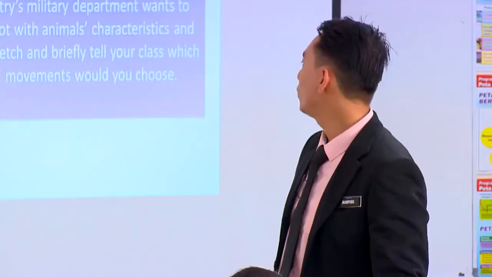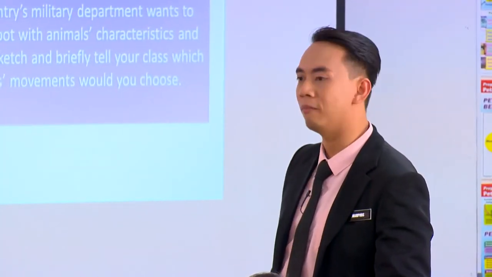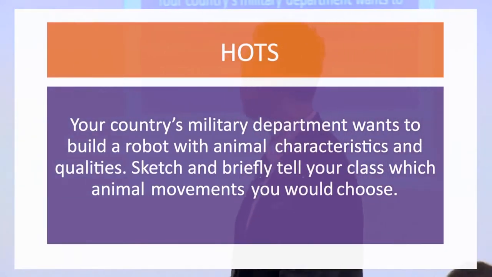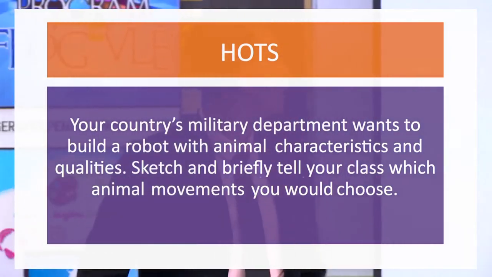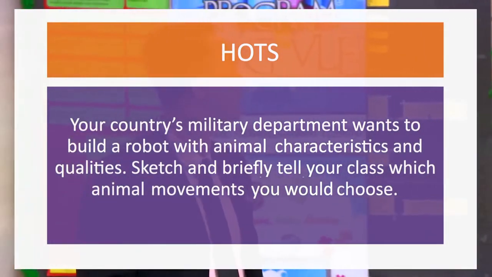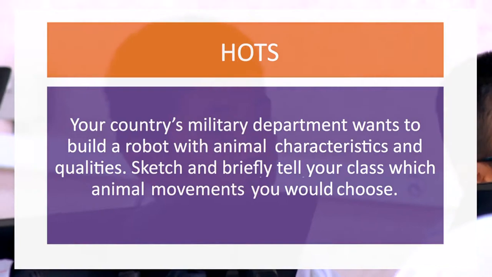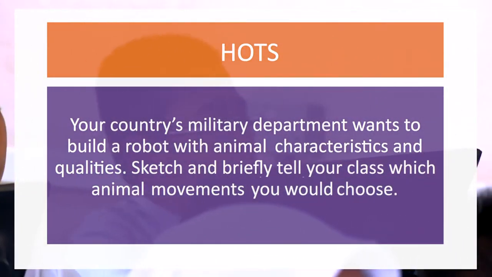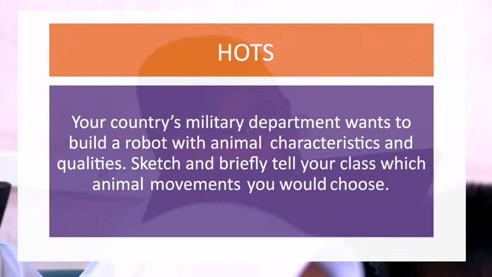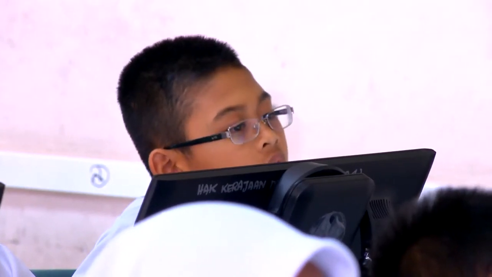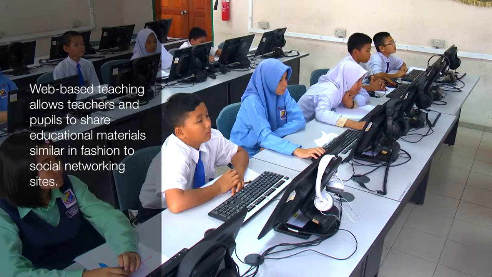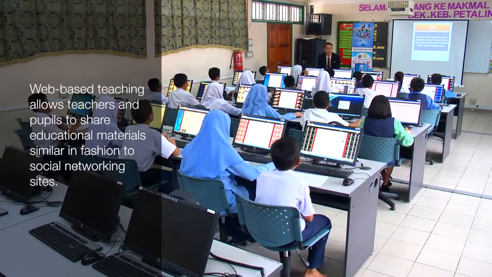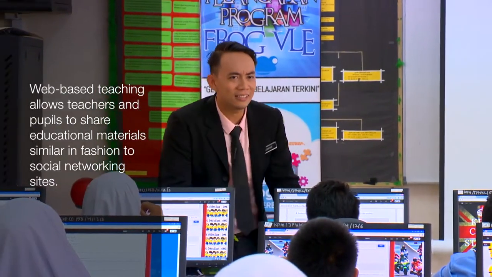Alright everyone, my hot question is, your country's military department wants to build a robot with animals' characteristics and qualities. You need to sketch and briefly tell your class which animals' movements you would choose. Okay, now, do you want to hear your friends' answers? Yes! Yes, we want to hear your friends' answers, right?